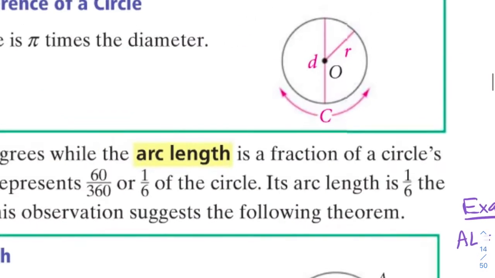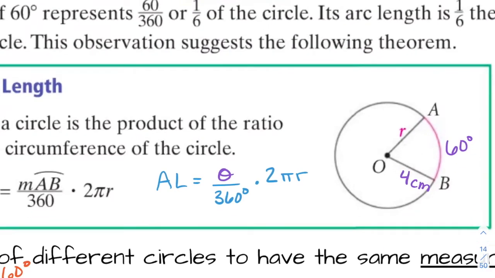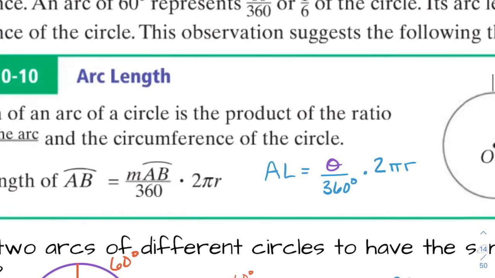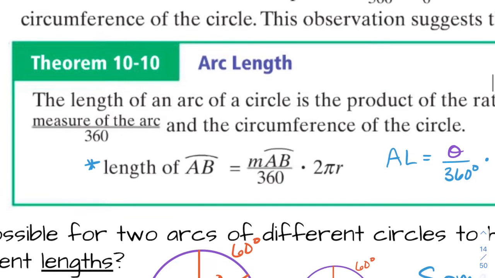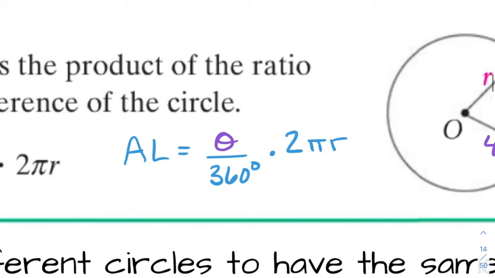Now, before I was doing this on my iPad and it ended up crashing. So I'm not going to rewrite the work, but I'm just going to go over what I wrote last time. So the length of an arc is equal to the measure of the arc over 360 times 2 pi r. So what is that really saying? Well, arc length is equal to the amount of degrees, always over 360, because there's 360 degrees in a circle, times circumference.